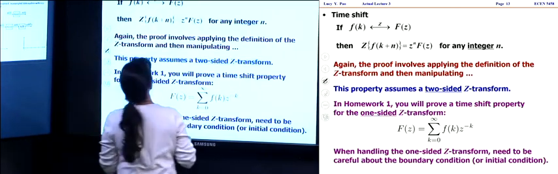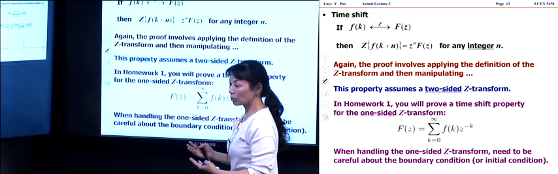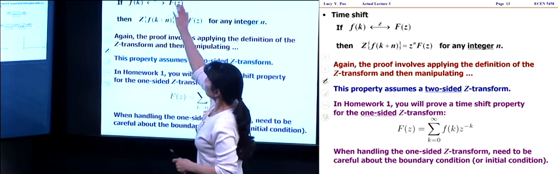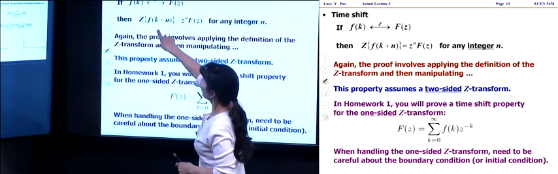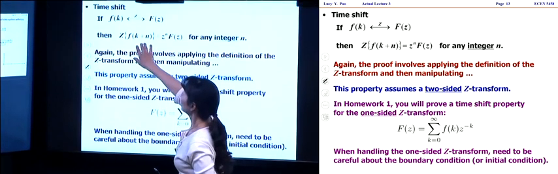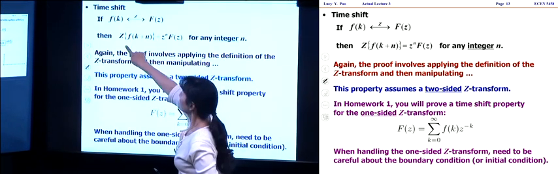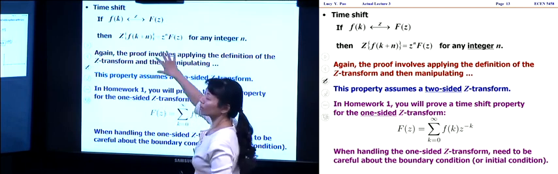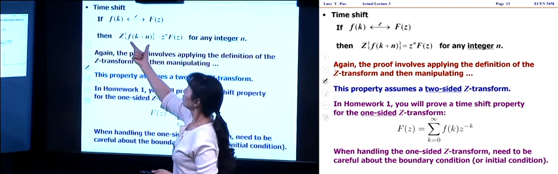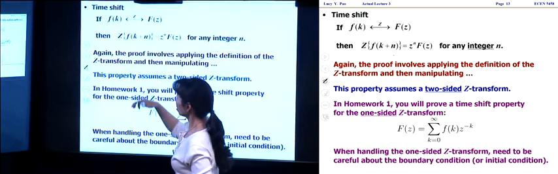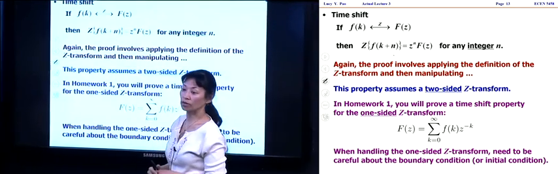Okay. And then the time shift property, another important property which we'll use quite often. So if f of k has as its Z transform F of z, then if you shift the original sequence by n, then the Z transform of this sequence is z to the n F of z. And again, the way you would prove it is you put this in the definition of the Z transform, do manipulation, change of variables, and you'll see that this falls out.